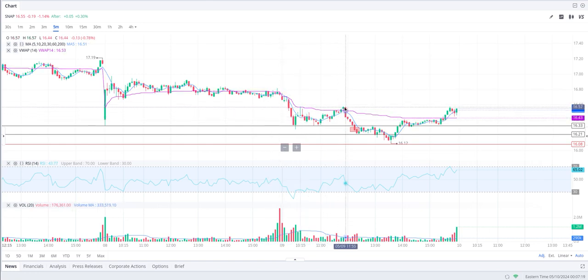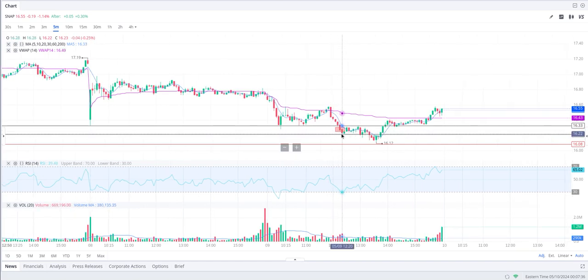It tried to reclaim VWAP, and once it got rejected from VWAP, I didn't enter this trade because I wasn't looking at it at the time. But when I did, I noticed that it broke down in this range, so I entered this trade. I believe I entered the 16 puts for 1 day expiration.